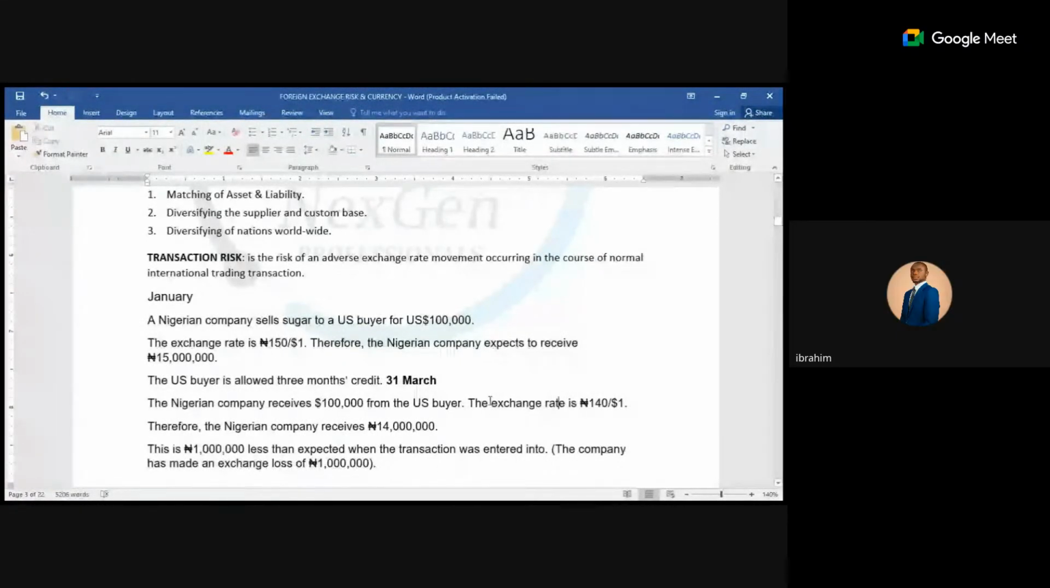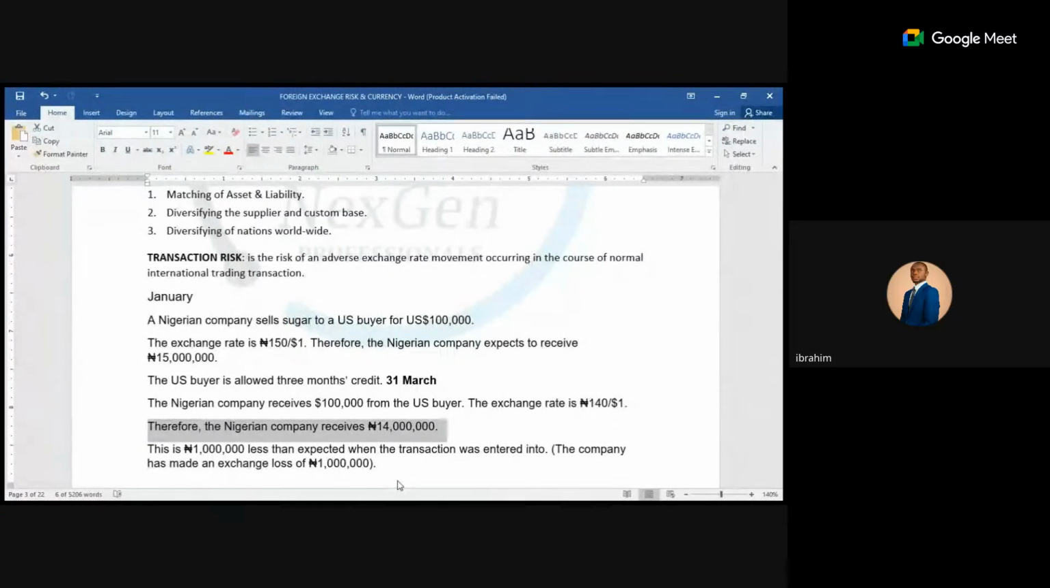So you could see that the exchange rate is 140 naira per dollar in 3 months' time, maybe March. Now, the company will receive 14 million. Imagine if you had said, see your goods, see my money, you would have paid me 15 million. You would have just paid me my money, everybody will go. But because you can give this person credit, in 3 months, bam, the exchange rate becomes 140 naira to dollar. Who is losing? The Nigerian company will lose.